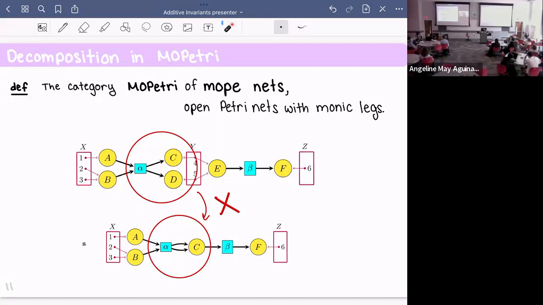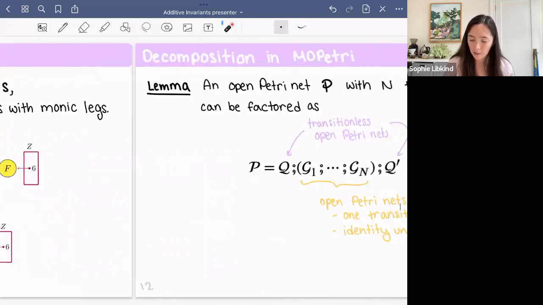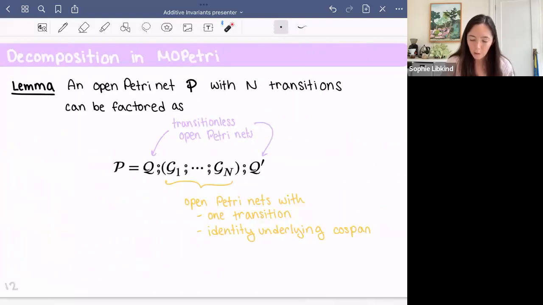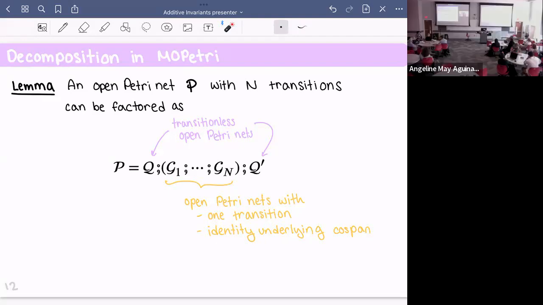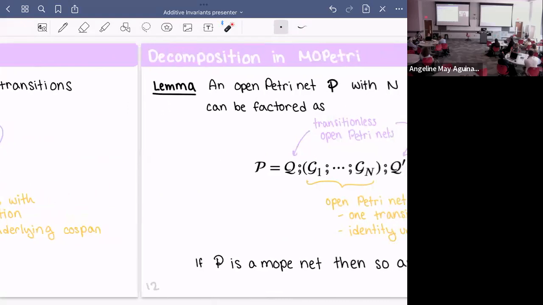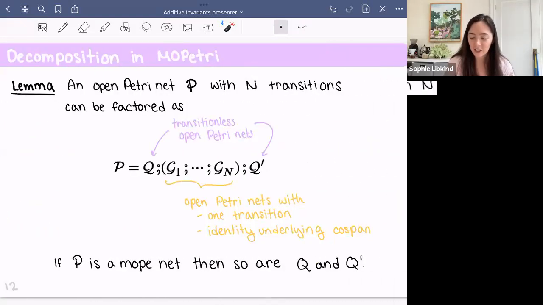All right, so we're going to follow the same strategy. Let's start with our decomposition lemma. So for an open Petri net P with n transitions, we can factor it as the following composite: Q and Q prime, which again are transitionless open Petri nets, with G1 through Gn. And these are going to be open Petri nets with a single transition and whose underlying cospan is the identity. So let's take a look at an example. Oh no, sorry, before the example. This is actually true of all open Petri nets, but the reason it's relevant for this category of monic Petri nets, or mope nets, is that if P is a mope net, then so are Q and Q prime.